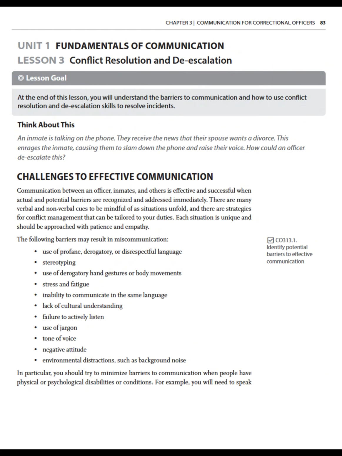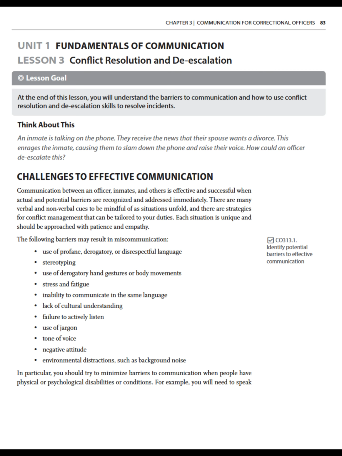Challenges to effective communication. Communication between an officer, inmates, and others is effective and successful when actual and potential barriers are recognized and addressed immediately. There are many verbal and nonverbal cues to be mindful of as situations unfold, and there are strategies for conflict management that can be tailored to your duties. Each situation is unique and should be approached with patience and empathy.